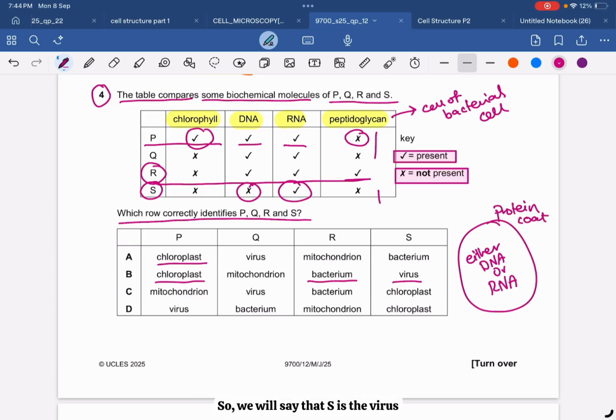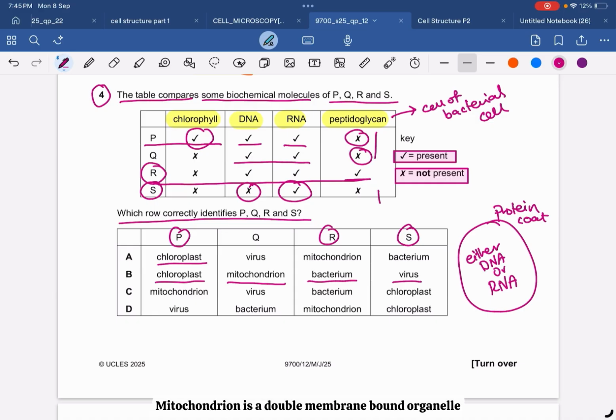right? So we will say that S is the virus, R is the bacterium, P is the chloroplast, and obviously the remaining Q will be the mitochondrion, because mitochondrion has circular DNA, it has RNA, and it does not have the peptidoglycan. And mitochondrion is a double membrane bound organelle. So hence the correct answer here would be option B. I hope that this MCQ is clear to all of you.